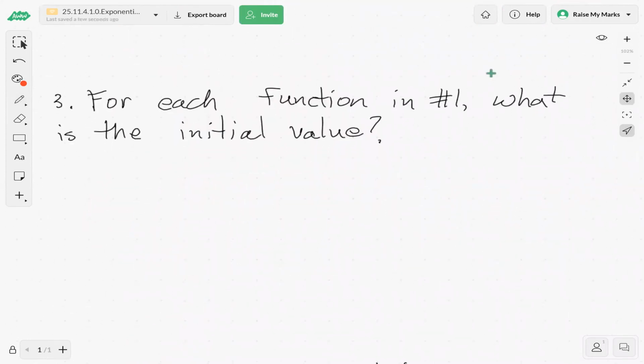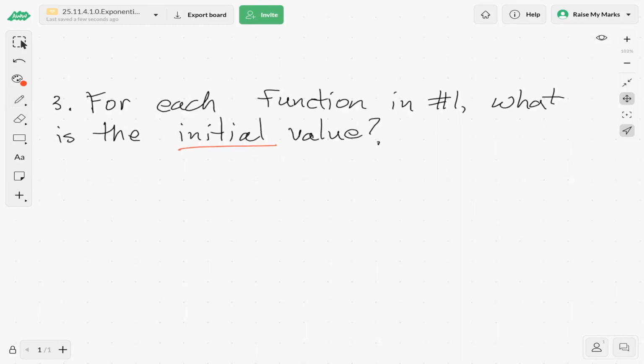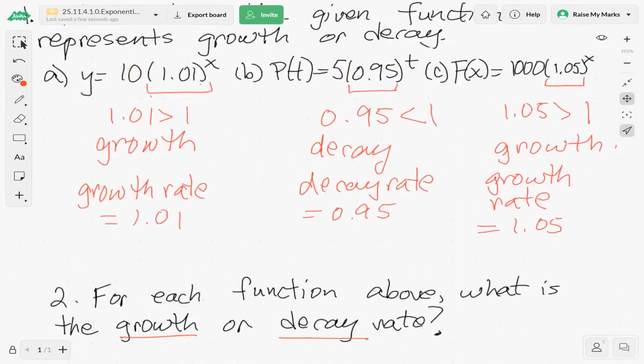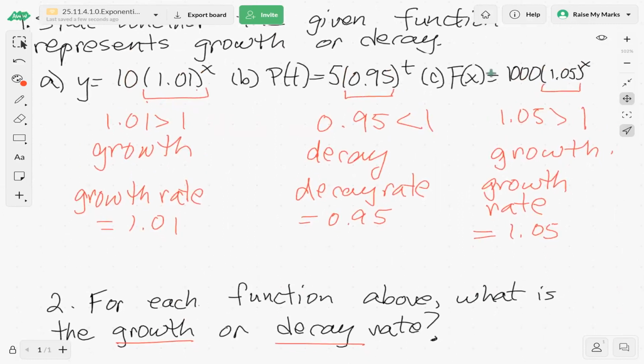All right, so now let's look at our final question. For each function in number 1, what is the initial value? So initial value implies that this is the value that we start at, or when our independent variable equals 0. So again, let's go back up to the first question and have a look. In this case, our independent variable is x. So when x equals 0, y equals 10, because anything raised to the power 0 is just 1.